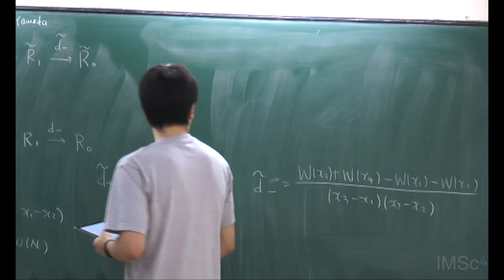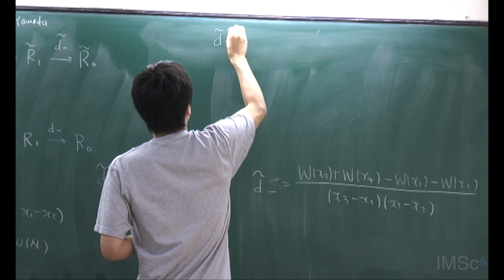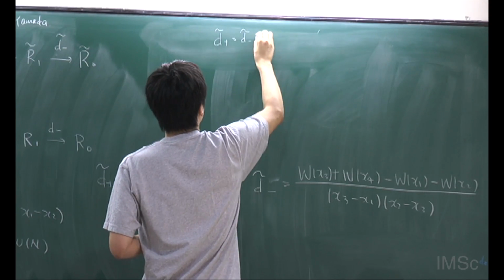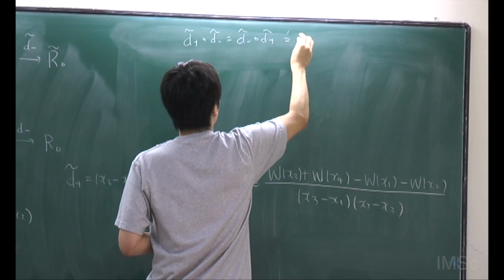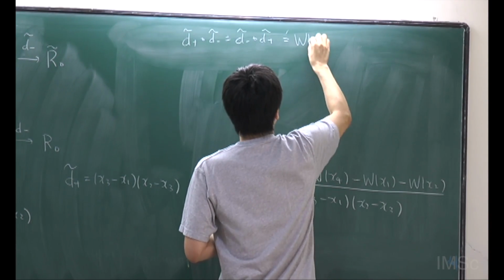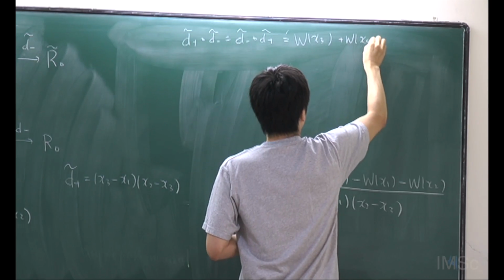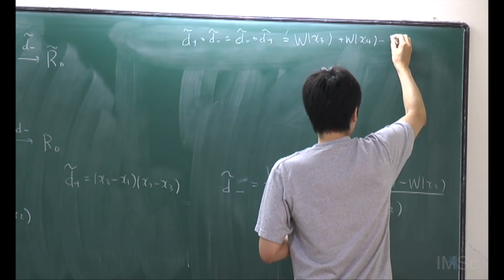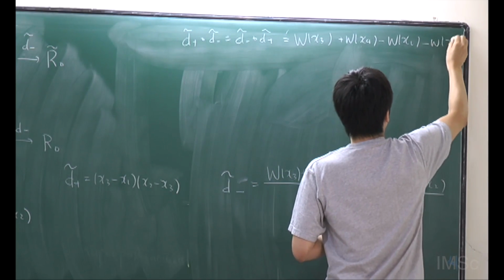So therefore, as you can easily see, D plus tilde composed with D minus tilde, and D minus tilde composed with D plus tilde, is given by W x3 plus W x4 minus W x1 minus W x2. Okay.